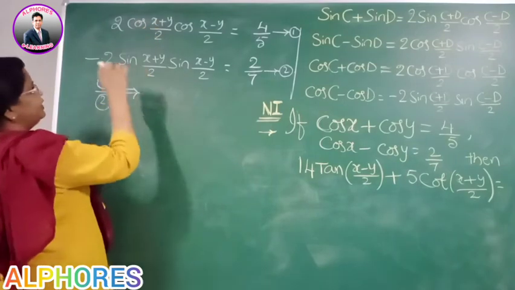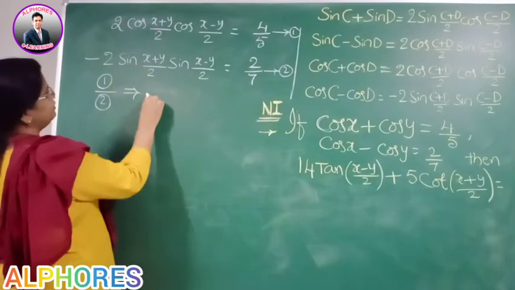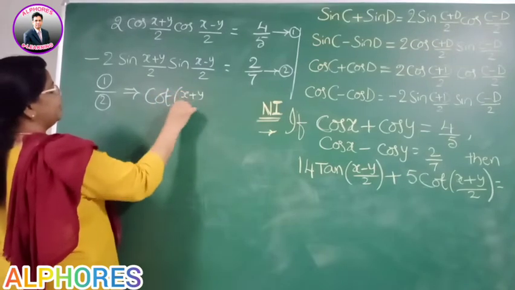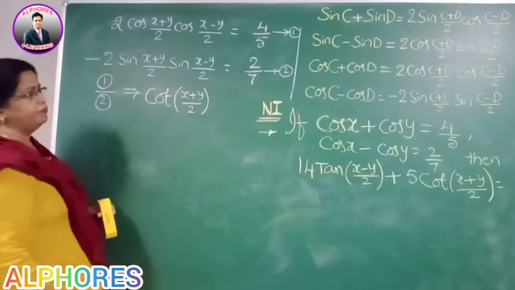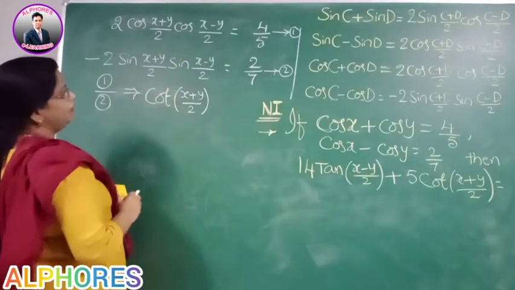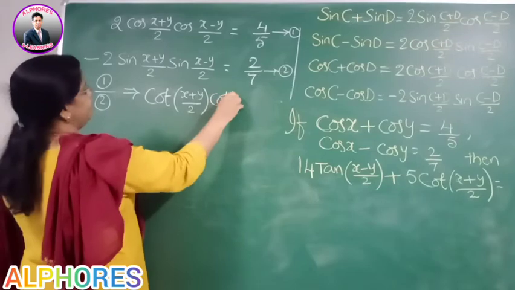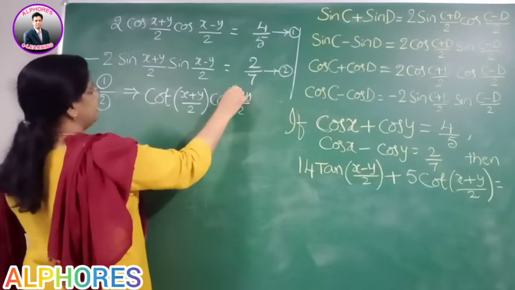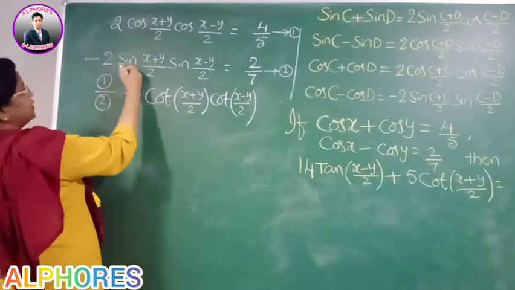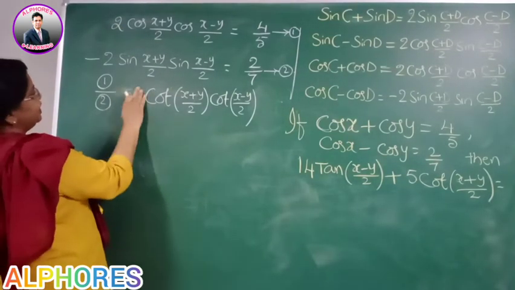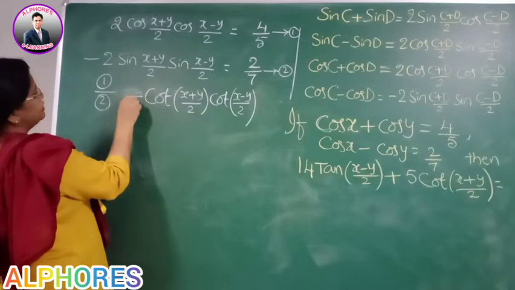Cos divided by sine, how much is it? It is nothing but cot. So cot of (x plus y) divided by 2. Understand? And this is cos by sine, therefore it is nothing but cot of (x minus y) divided by 2. Okay students, that means here cos by sine, 1 by 2 and 2 and 2 get cancelled, so you should have the minus symbol also, right?